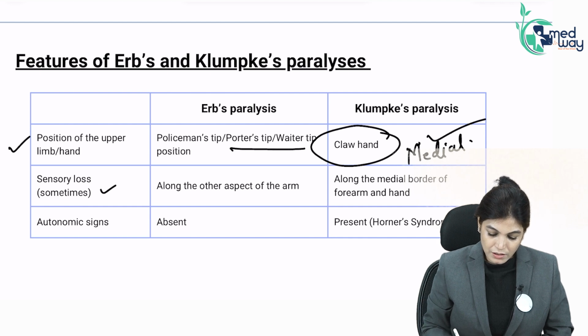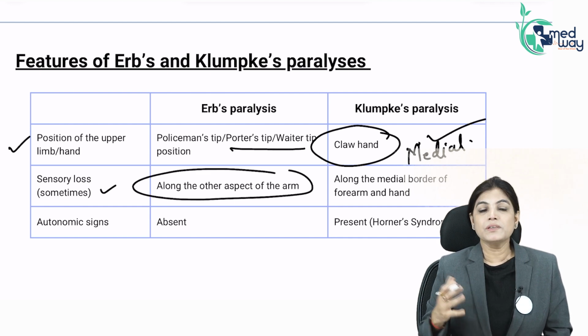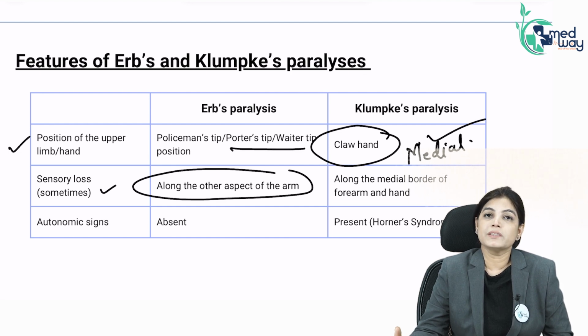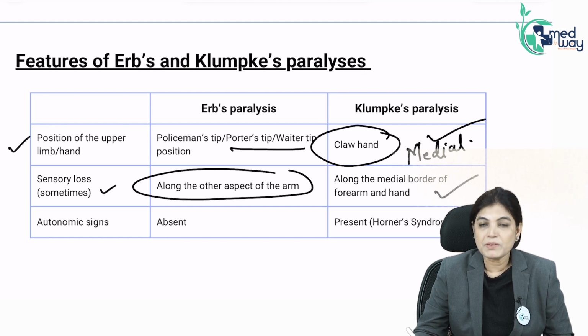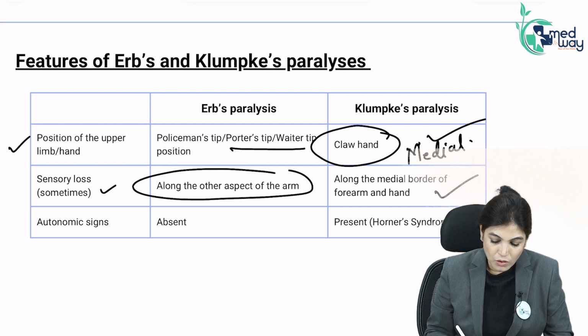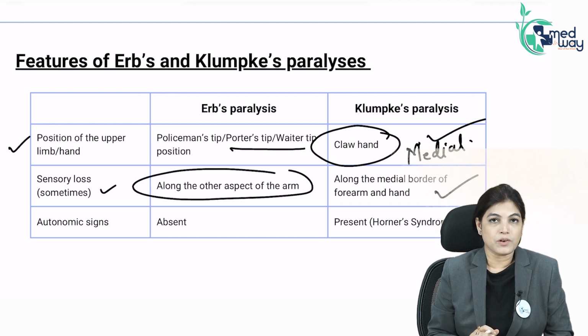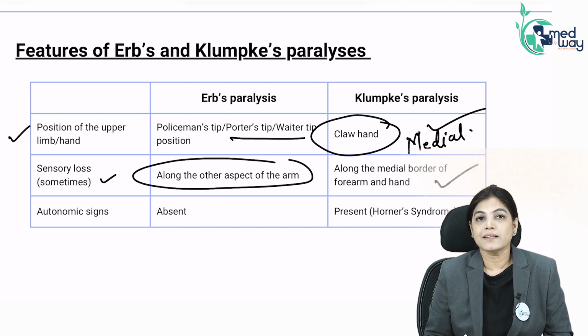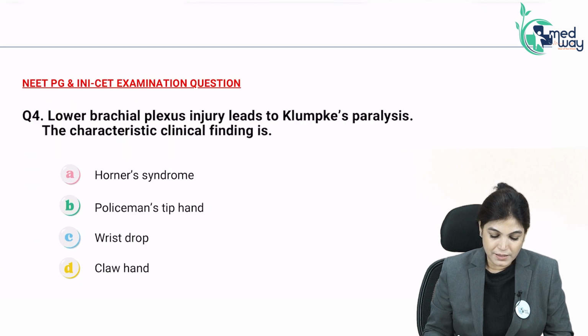Regarding sensory loss, we know the axillary nerve gives sensory innervation to the lateral region of the arm, so that sensation will be lost in Erb's paralysis. The sensory innervation along the medial side of the forearm is from C8 and T1, so that sensation will be lost in Klumpke's paralysis. Autonomic signs are absent in Erb's paralysis, the upper trunk brachial plexus injury. But we see the signs and symptoms of Horner syndrome in lower trunk brachial plexus injury, so it will be present in Klumpke's paralysis.